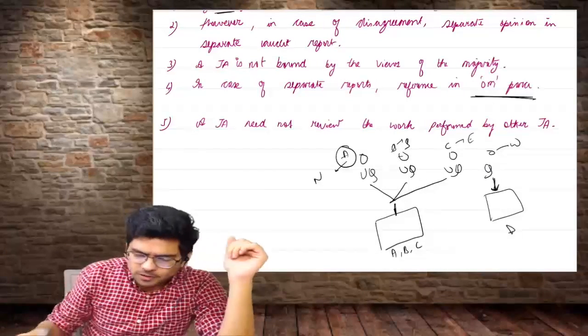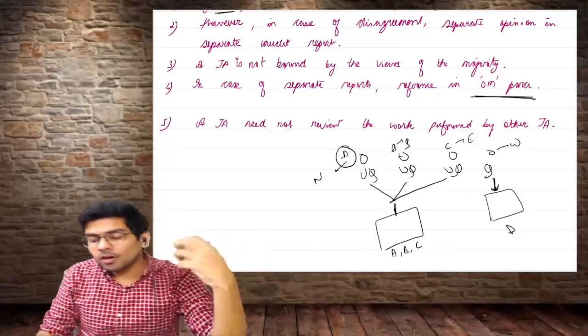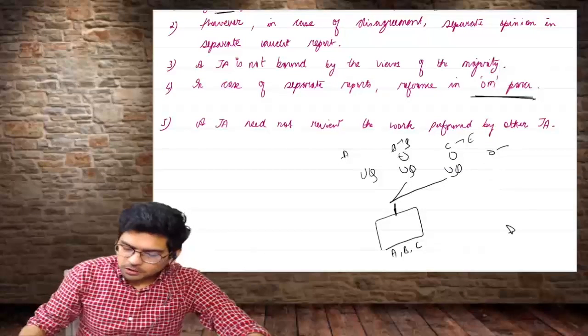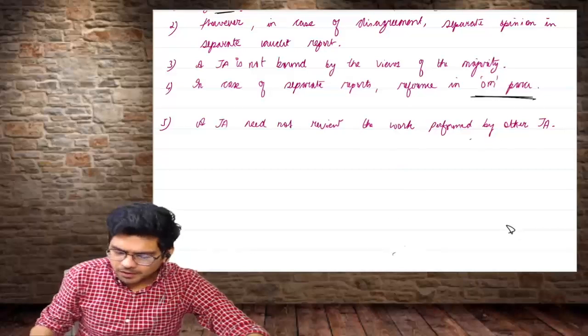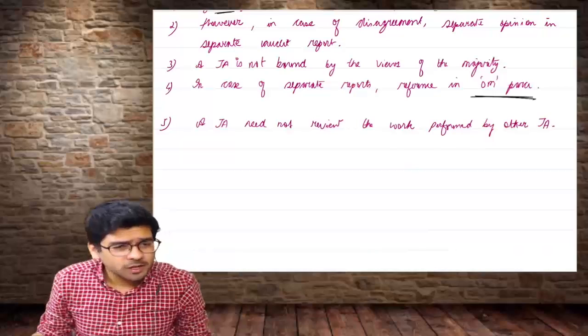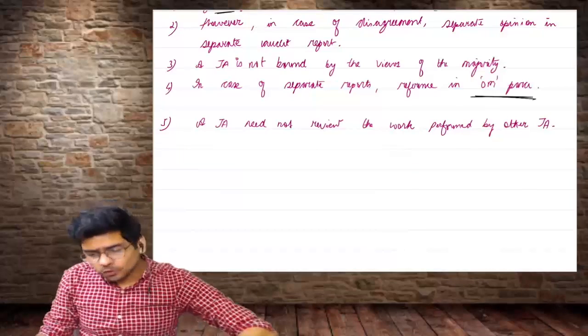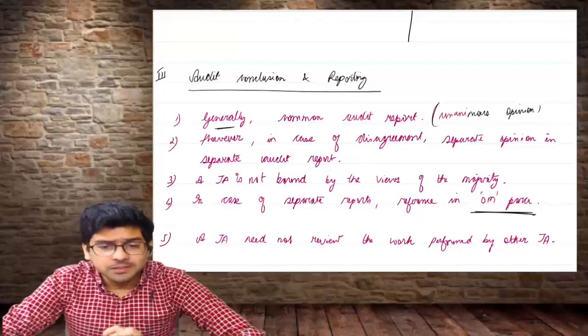So the last point to consider in this standard: a joint auditor need not review the work performed by other joint auditors. They are simply going to accept it, place reliance, and trust the work of other auditors. This is what I mean to say here. So we are done with the standard. This was with respect to audit conclusion and reporting.